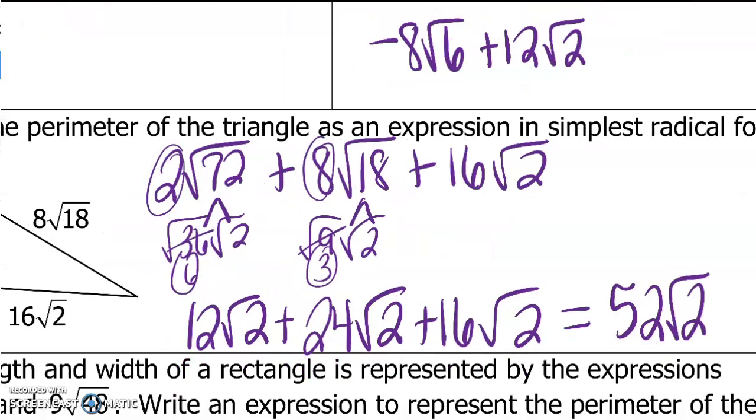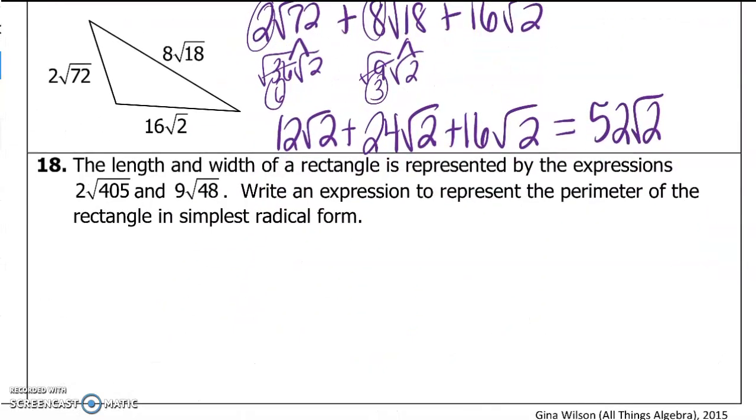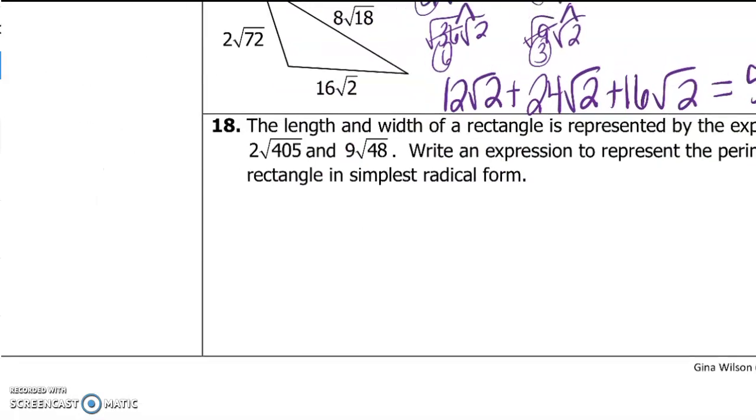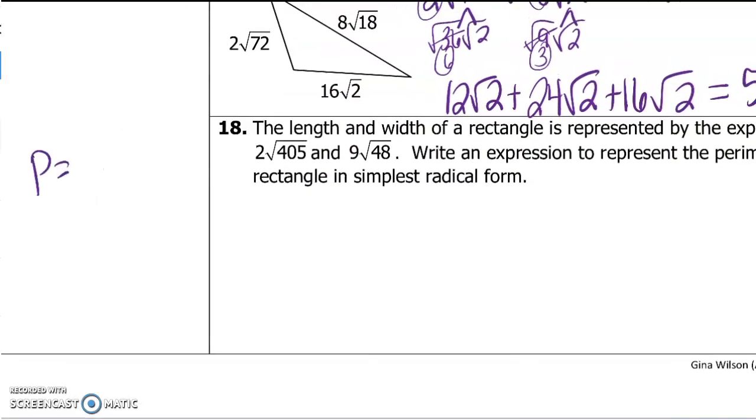And then our last story problem, number 18. The length and width of a rectangle is represented by those two expressions. Write an expression to represent the perimeter of the rectangle in simplest radical form. So the easiest formula to use here is perimeter is 2 times the length plus 2 times the width. So whatever dimensions they give you, it doesn't matter which one you call the length and which one you call the width. You essentially just have to double both of them.